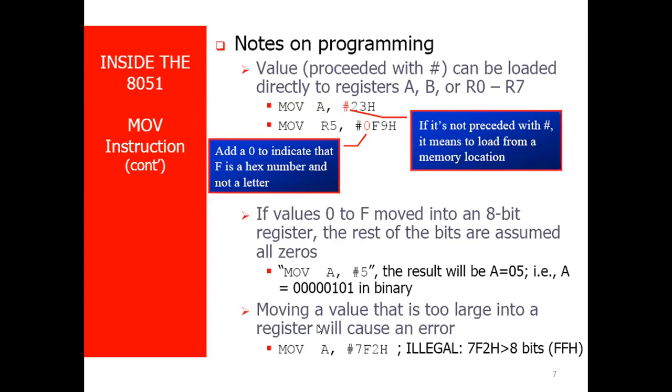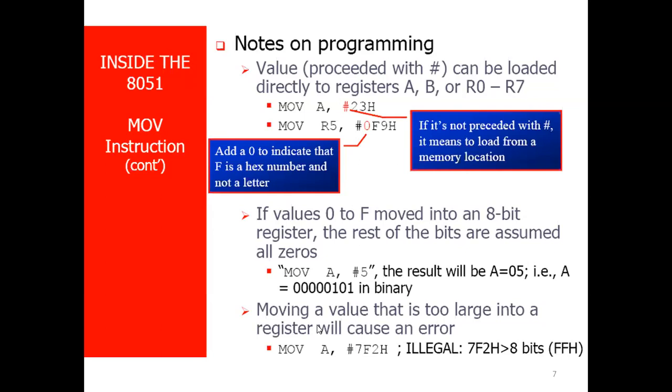move A comma hash 7F2H, you know that it is an 8-bit processor, but we are giving 3 hex digits, that is 7F2. That means this is 12-bit. One hexa digit will be written in binary as 4 bits. So 7 is 0 1 1 1, F is 4 times 1, and 2 is 0 0 1 0. So 12 bits of data is there. But you know that the accumulator can handle only up to FFH, that is 8 bits of data. But this is 12-bit data, so it will cause an error.